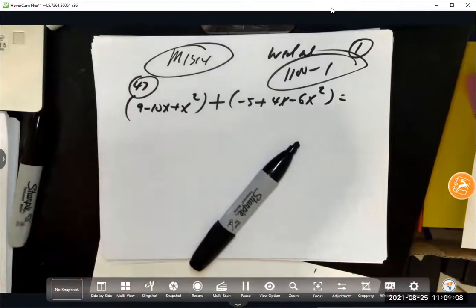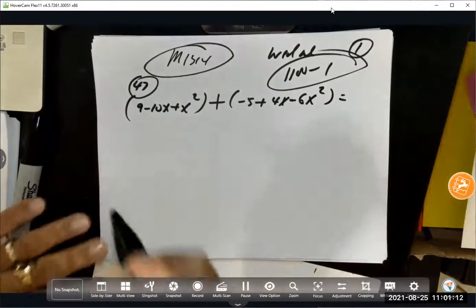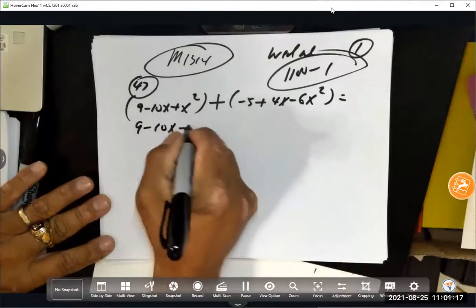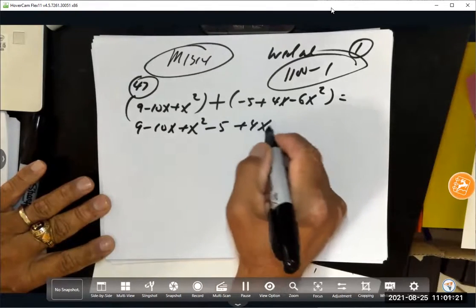Okay, all right. This one has a plus sign between them. So the way you do this one is you just take the operator stuff: 9 minus 10x plus x squared, and you go -5 plus 4x minus.